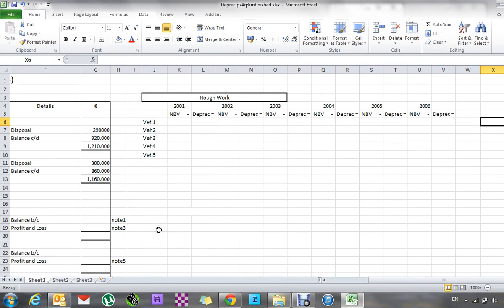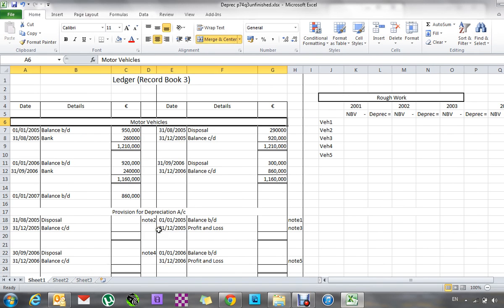Okay, this is going to be reducing balance. I know question 3 on page 74. They're asking you to do it as a percentage of cost, which means we should be doing straight line depreciation. But I'm going to use the same question to show you how to do reducing balance depreciation.